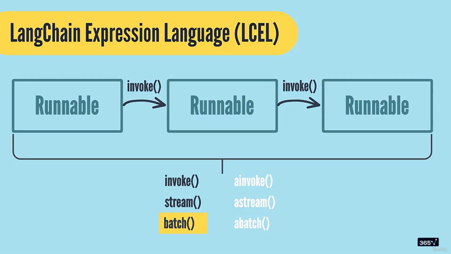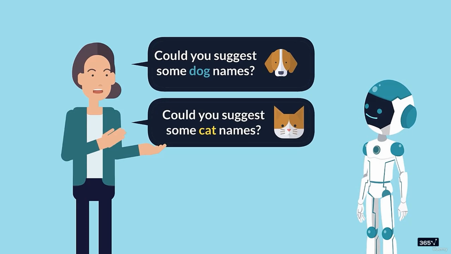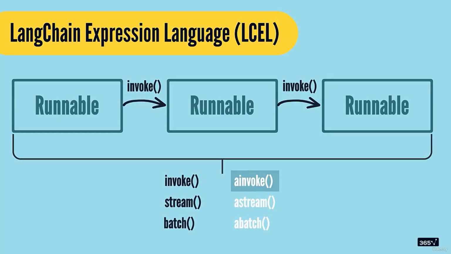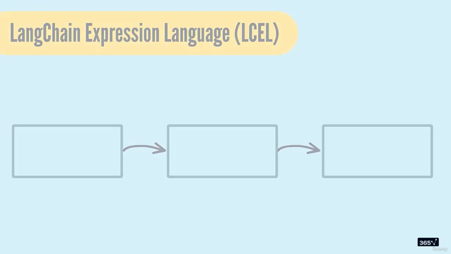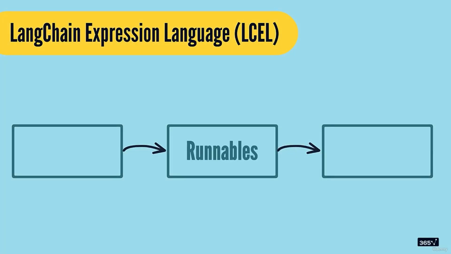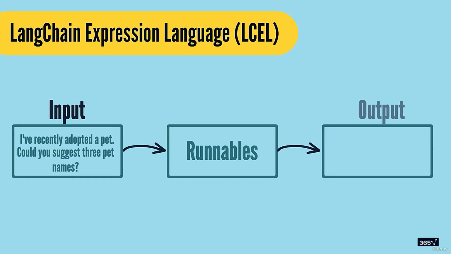The batch method, intuitively, is in control of handling more than one input. Finally, the topic of asynchronous methods, while not covered in this course, is notably accessible at no extra cost through LangChain Expression Language implementation. In this lesson, we'll create and invoke a chain with the familiar but slightly modified question: I've recently adopted a pet. Could you suggest 3 pet names? The desired output would be to have the names as the elements of a list object.